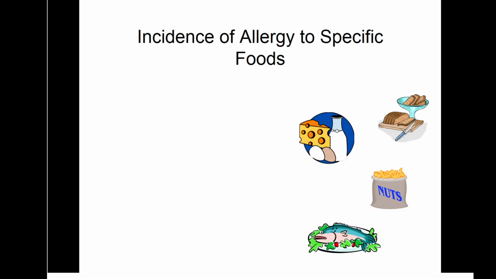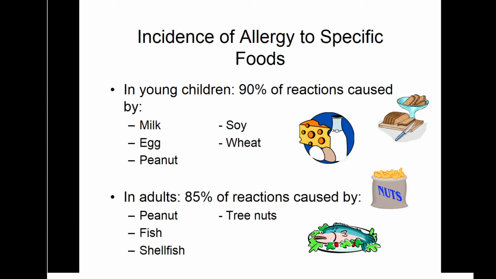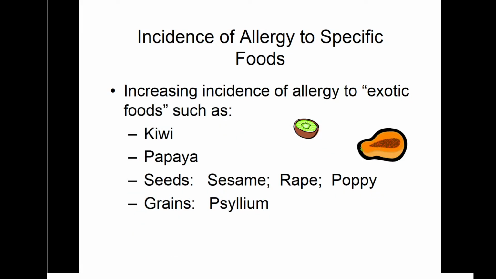So the next group of allergens is food allergens. As statistics say, in young children 90% of reactions are caused by milk, eggs, peanut, wheat, and in adults 85% of reactions are caused by peanut, fish, shellfish. So the most common food allergies are still milk, eggs, and peanuts. There are also some signs of increasing incidence of allergy to exotic foods such as kiwi, papaya, sesame, rape seeds, and poppy seeds.